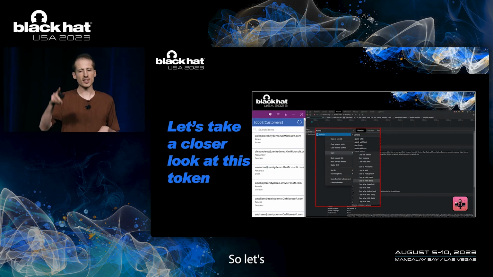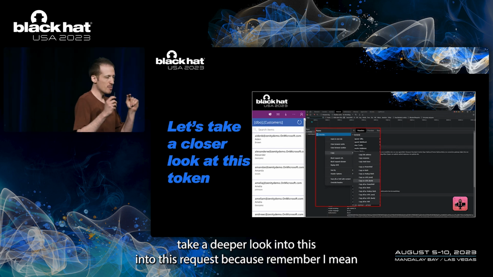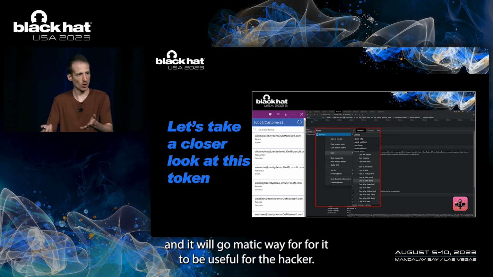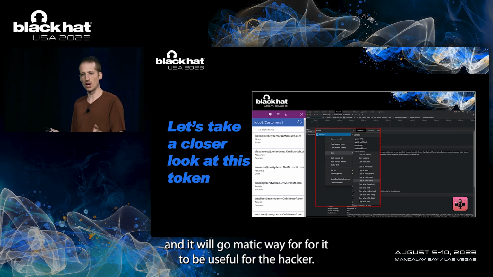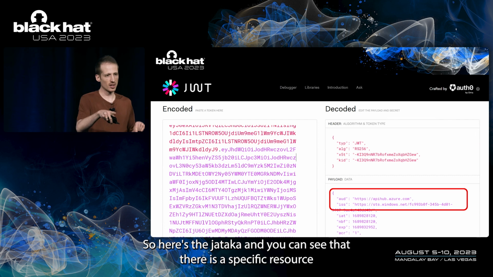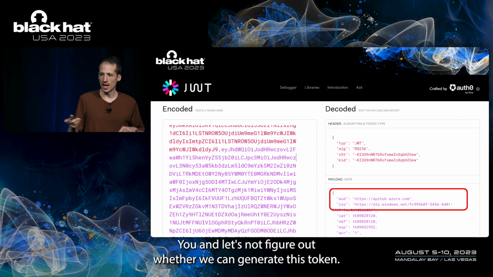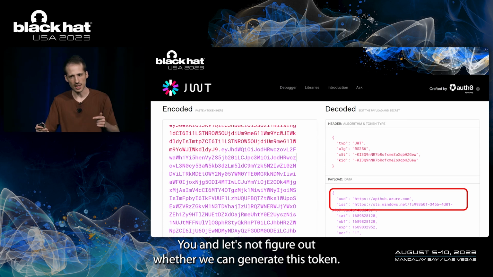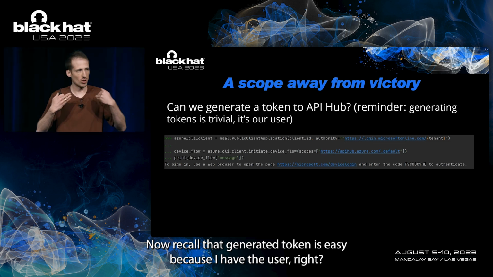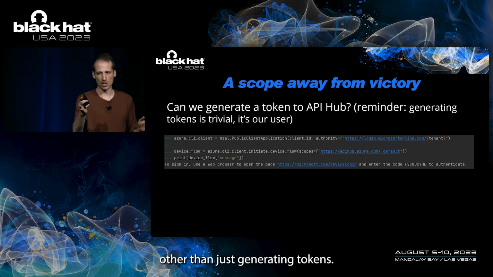So let's try and take a deeper look into this request, because remember, I just copied this off of the browser, but I need to be able to query this in a programmatic way for it to be useful for a hacker. So here's the JWT token, and you can see that there's a specific resource that I need here. It's called API Hub at Azure. And let's try and figure out whether we can generate this token. Now, recall that generating a token is easy because I have the user, right? So the problem is just generating the right token rather than just generating tokens.